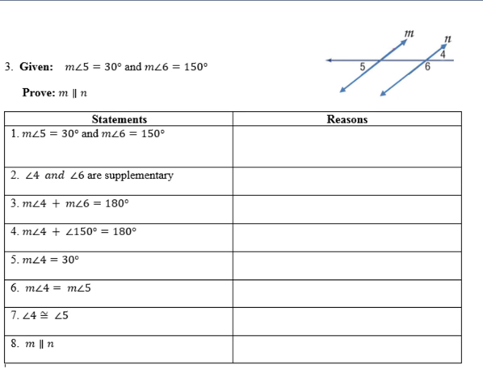Alright, and one last proof just to kind of wrap things up here. If we're given that the measure of angle 5 is 30, and we're given that the measure of angle 6 is 150, we want to prove that M is parallel to N. Once again, we're proving something parallel, so we're going to be using a converse at some point. So, starting off, stating my given.